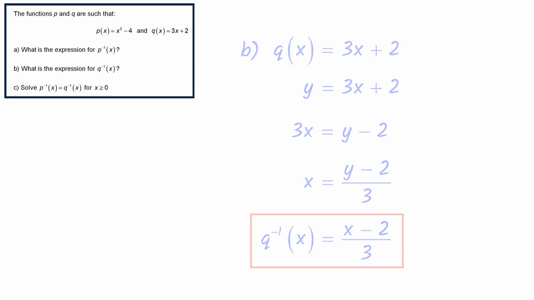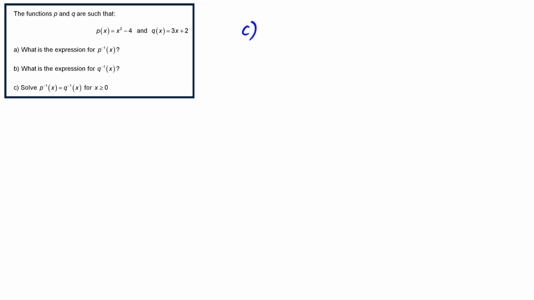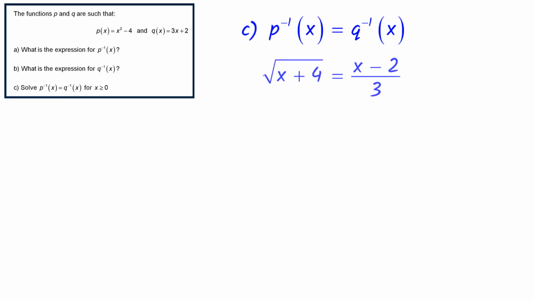Okay, now let's answer part C. How do we solve p minus 1 of x is equal to q minus 1 of x? First, let the square root of x plus 4 be equal to x minus 2 divided by 3. Then, square both sides to remove the square root on the left-hand side. So we have x plus 4 is equal to x minus 2 squared divided by 9.